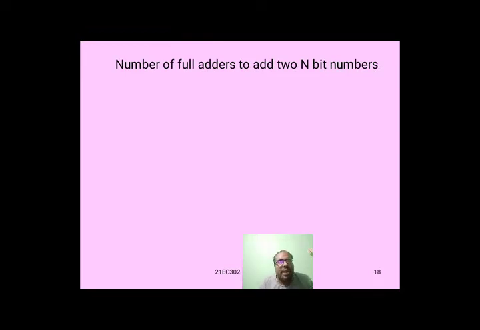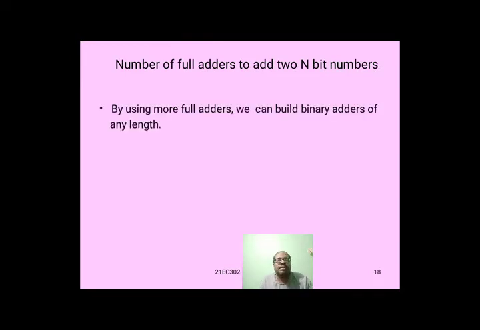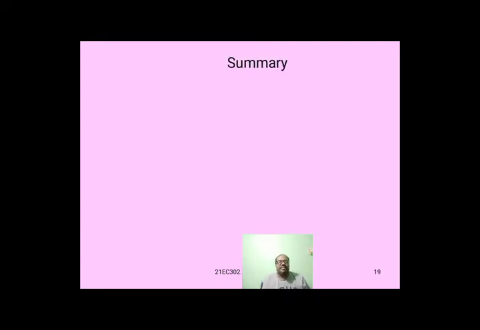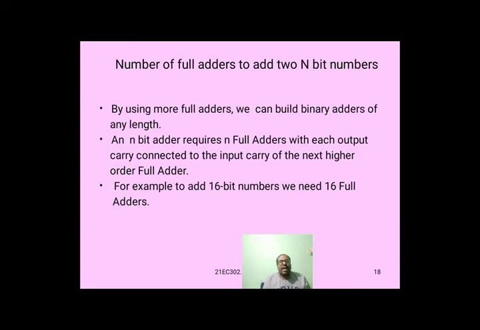Number of full adders needed to add 2 n-bit numbers: by using more full adders, we can build binary adders of any length. An n-bit adder requires n full adders, with each output carry connected to the input carry of the next higher order full adder. For example, to add 16-bit numbers, we need 16 full adders.